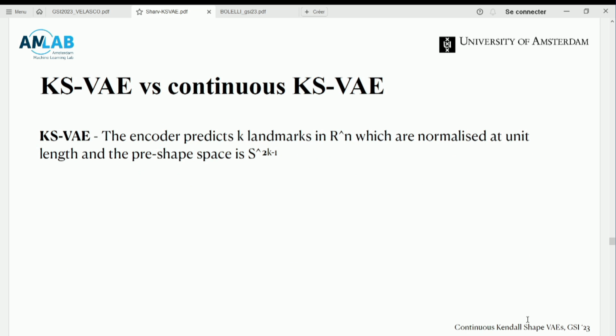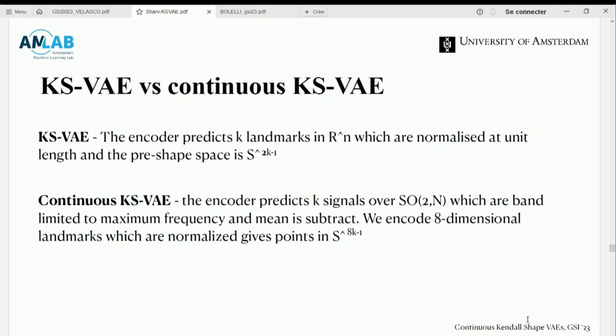Okay. So in the Kendall shape, we have an encoder that predicts k landmarks in R^n, which are normalized to a unit length, such that the pre-shape is a sphere of dimension 2k minus 1. While in the continuous KS-VAE, we have an encoder that predicts k signals over SO(2n), which are band limited to the maximum frequency here, which is n. And then we subtract the mean. So we encode an 8-dimensional landmark, which are then normalized to points that lie on a sphere of dimension 8k minus 1.